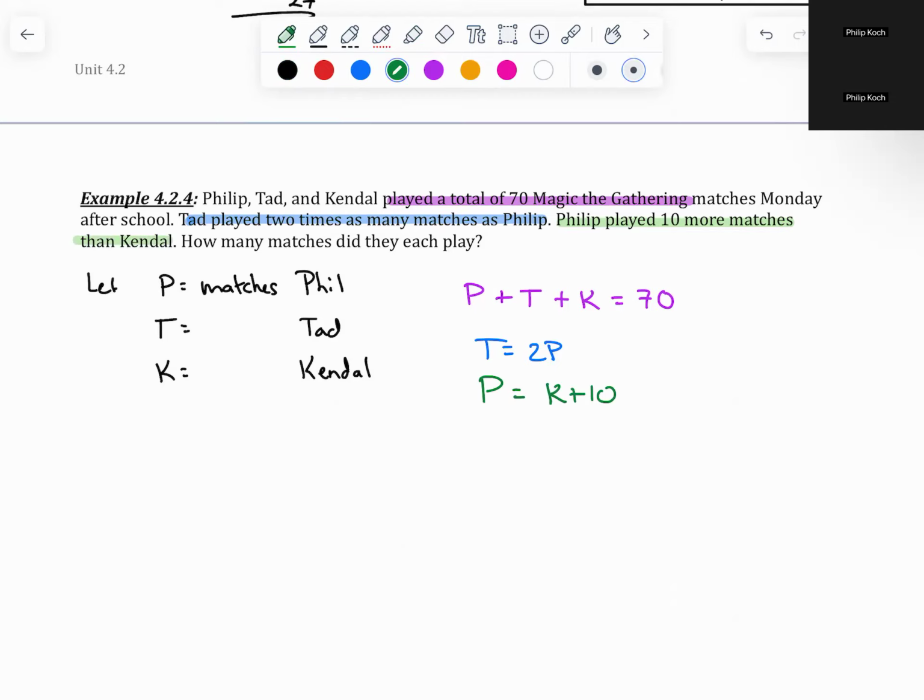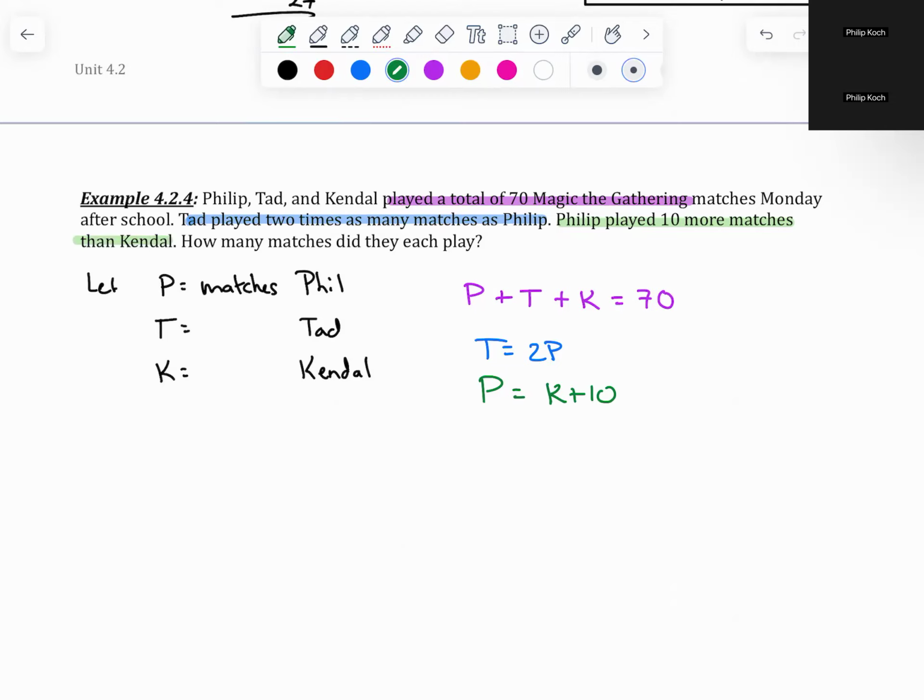So this is where things get a little bit interesting, because this is a situation where substitution is very, very viable. Most of the time with 3x3 systems, substitution is not viable. It's a very, very long process. However, for this one, it will work out.